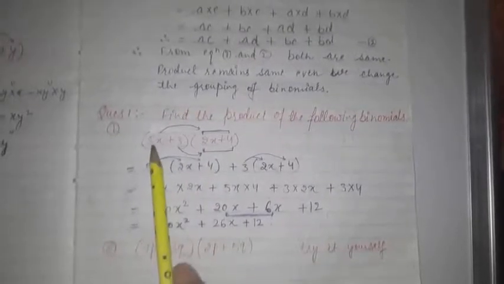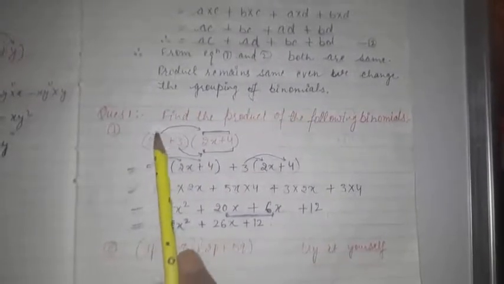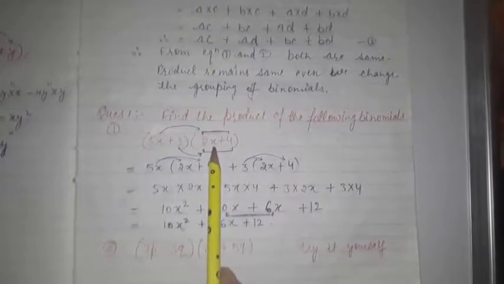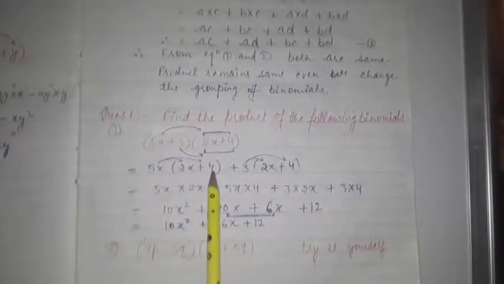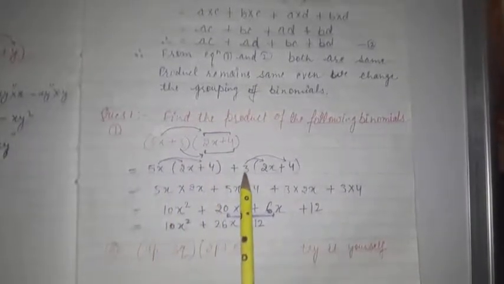Now the first question of this exercise: we have to find the product of these binomials. The first part is (5x plus 3) into (2x plus 4). In this case, the first term is 5x. We multiply 5x by the second binomial and then the second term by the second binomial. 5x into (2x plus 4) plus 3 into (2x plus 4).